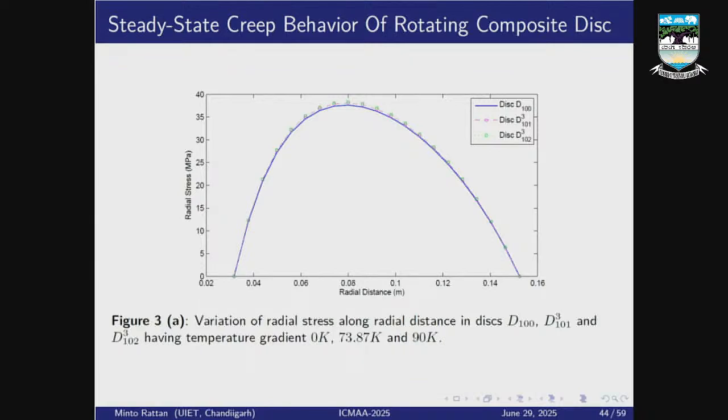The value of radial stresses for disk D100 having uniform temperature along the radius shows very minor reduction as compared to disk D101 and disk 102 having decreasing linear and non-linear temperature gradations of 0 Kelvin, 73.87 Kelvin and 90 Kelvin.